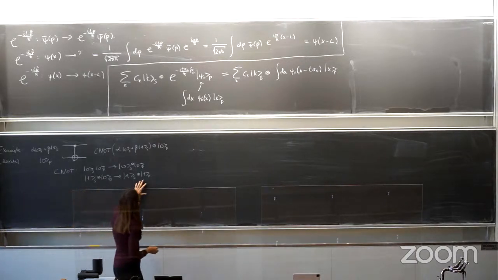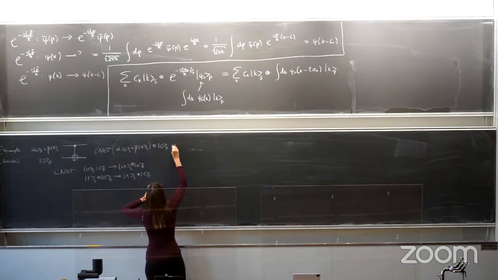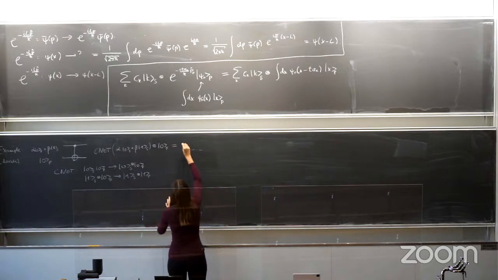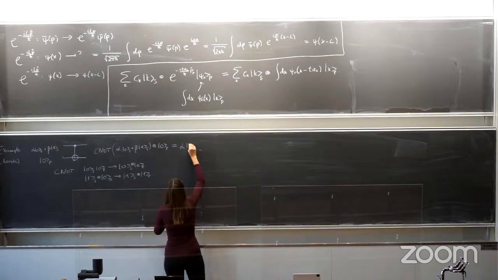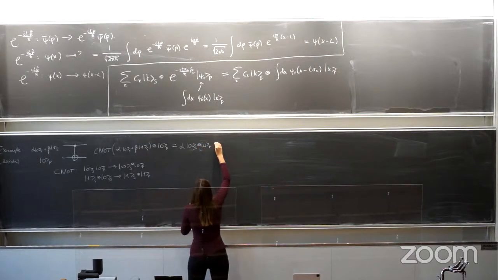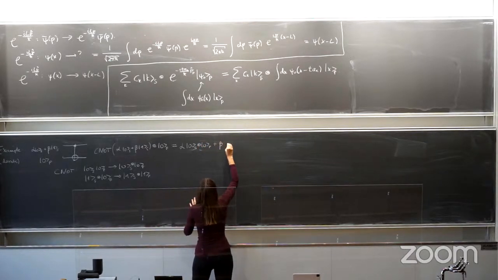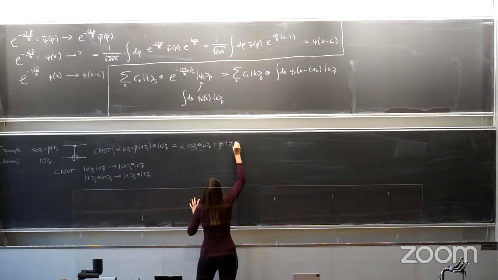So then this is mapped to alpha 0 on S, 0 on P, plus beta 1 on S, 1 on P.